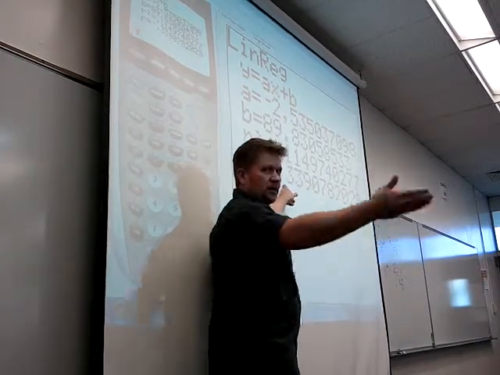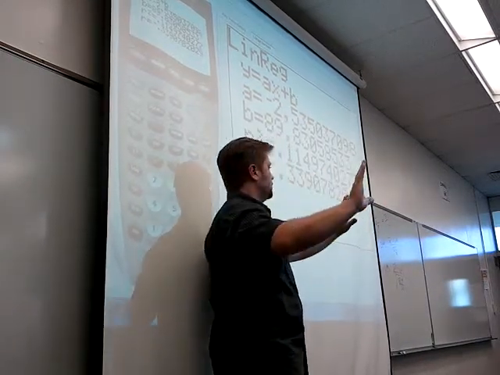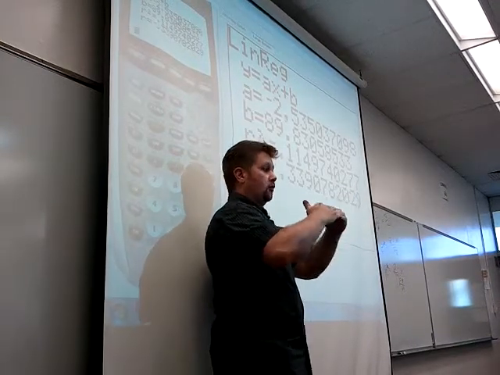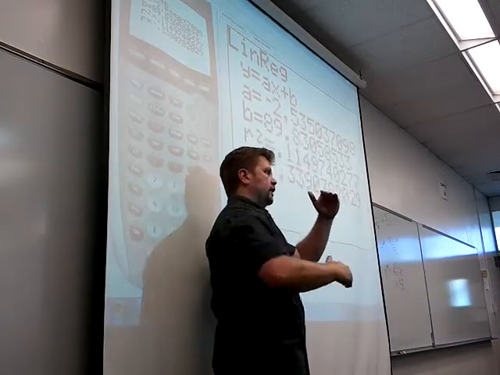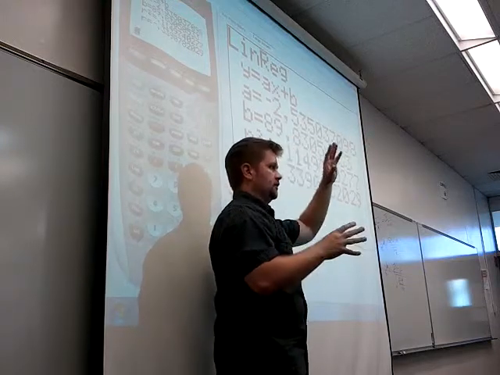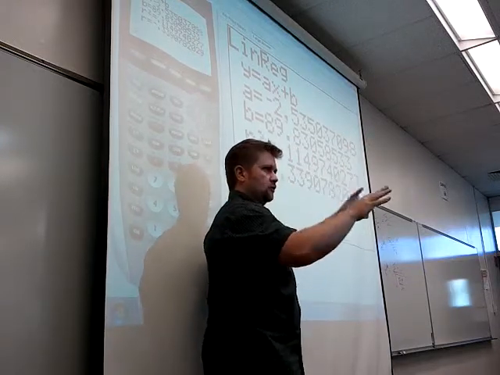So if R was bigger than that 0.532, I'd say I trust the line to make predictions. The larger it is, the closer it is to 1 or negative 1, the more I trust it to make predictions. How are we doing so far?